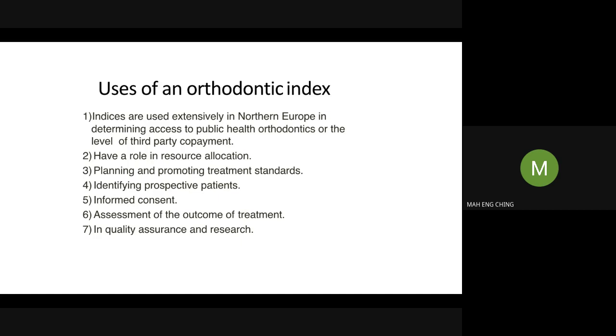Informed consent. Sometimes you have to inform the patients they have IOTN 5 before they start treatment. So this is again used for the informed consent. The assessment of the outcome of treatment is usually a PAR score. Then quality assurance and research. Sometimes in research we have to compare, like Malaysia and UK. Then we use the same index, so we can compare the populations, their occlusions and severity.